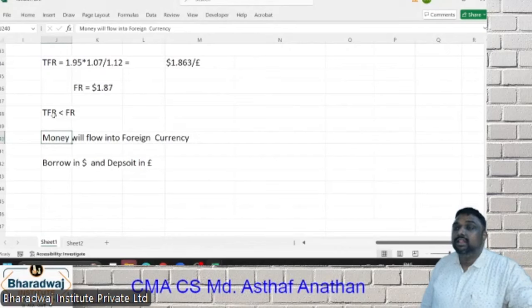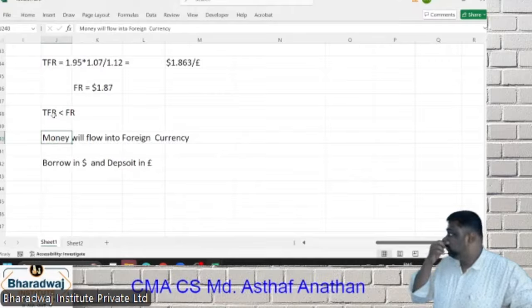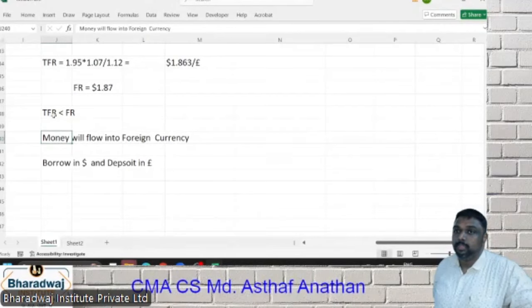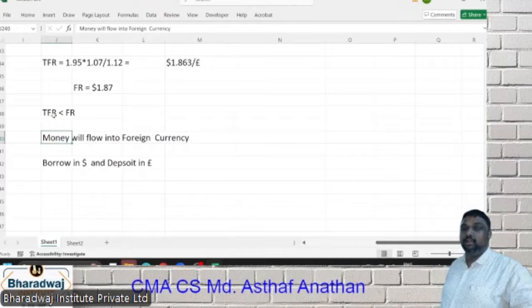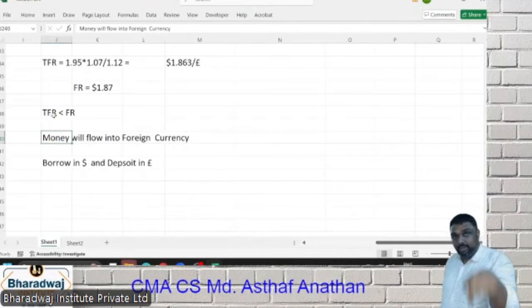If you have any doubt on this, we have given a wonderful chart for this also. Are you confirmed? Chart, did you go through it, friends? Shall we start, friends? So you don't even want to revise. I will give you the single point. If theoretical forward rate is greater, money will flow into home currency. If theoretical forward is less, money will flow into foreign. So you have to borrow in dollar.